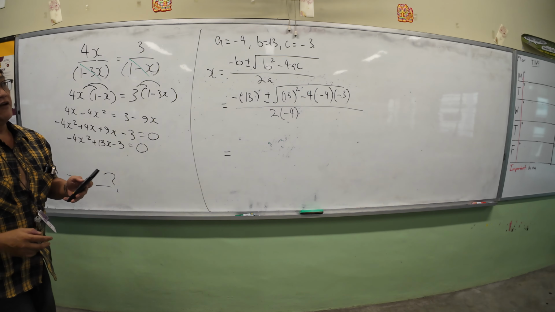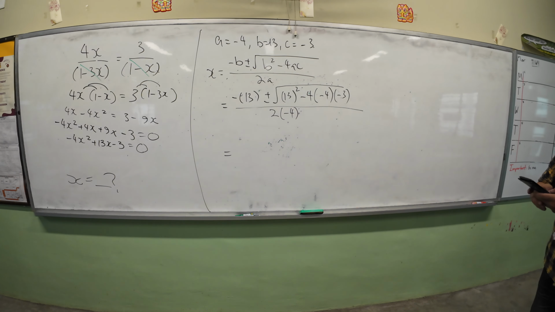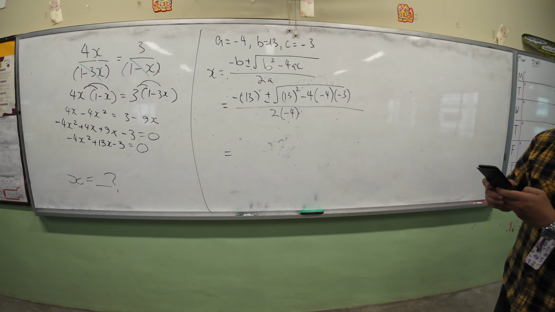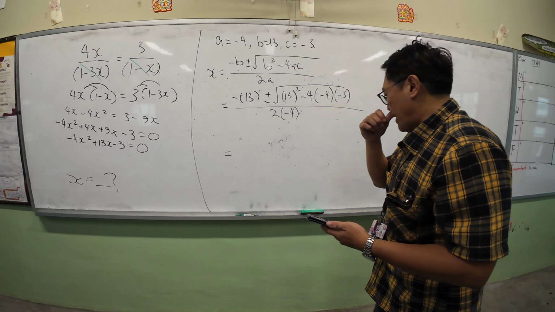Okay, so I'll start with pressing the fraction button. Then I go to the numerator. Minus bracket 13 plus square root bracket 13 close bracket square minus 4 open bracket negative 4 close bracket open bracket negative 3 close bracket. Go down, 2 bracket negative 4 close bracket. Press equal, I will get 1/4.